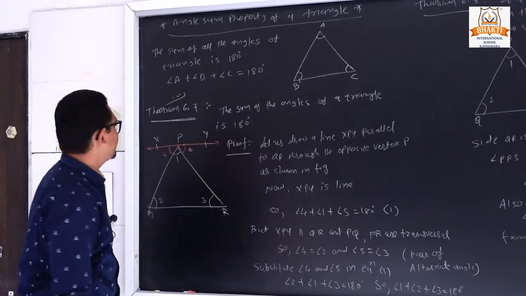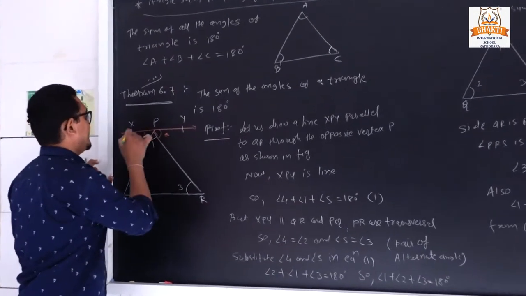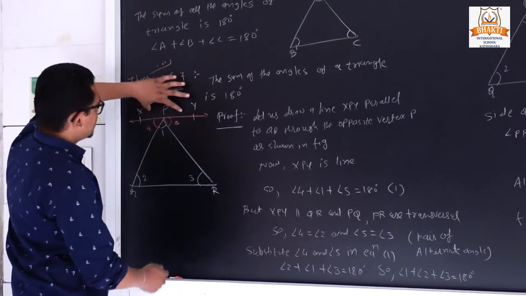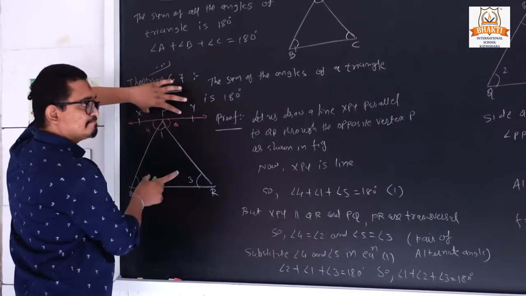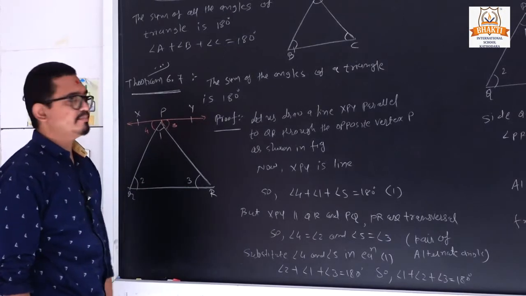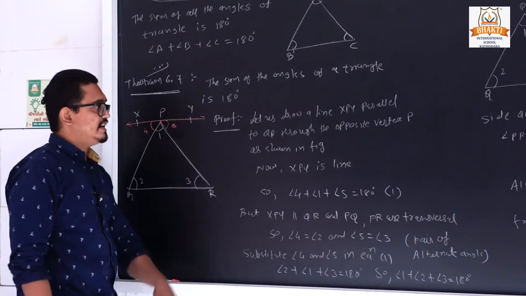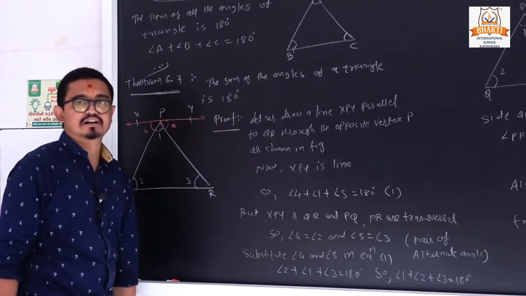So let us draw one line. So we can draw this line X, P, Y. So it is a line. So this line is parallel to QR. Clear? It is parallel to QR. So XPY is a line and it is parallel with QR.